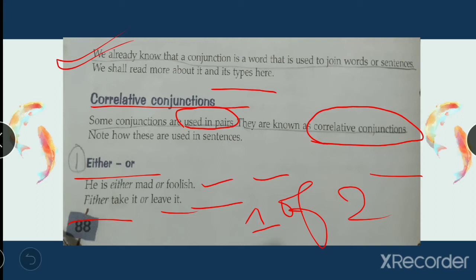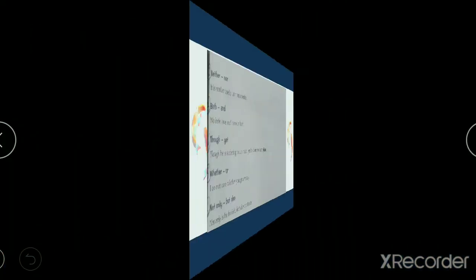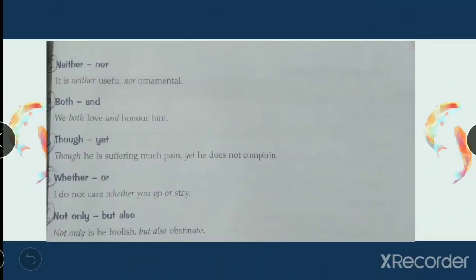So in easy simple words you can say this as one of two. When you are choosing one of two, either or can be used in the sentence. And first you have to use either and then or will come. Clear? Next is neither nor. Neither nor means none of it. What is the meaning of neither nor?